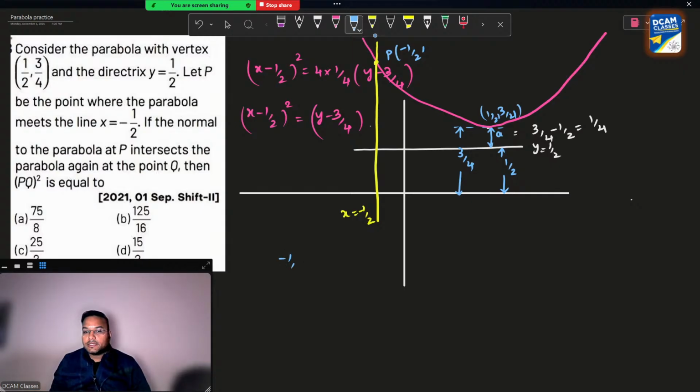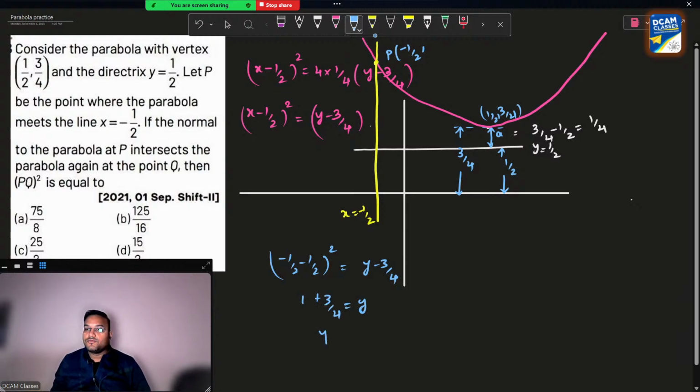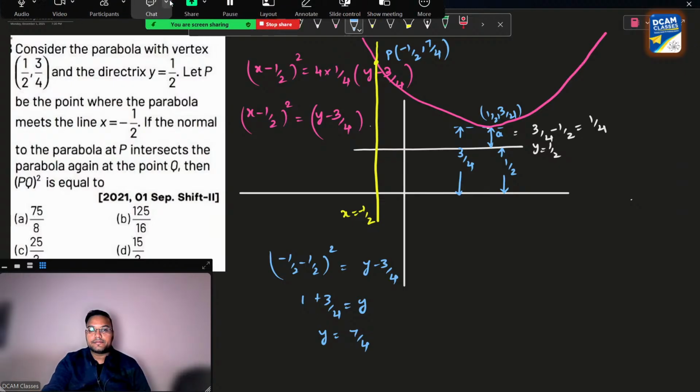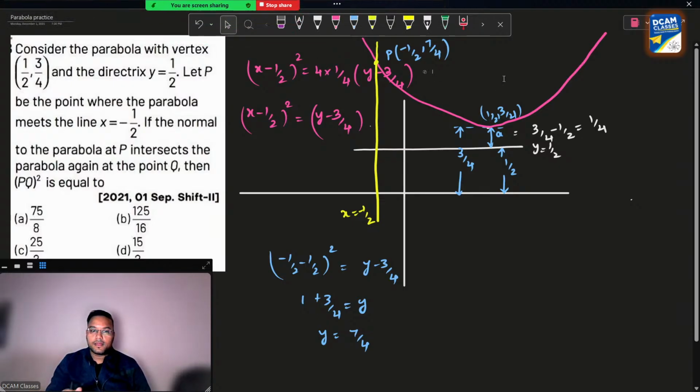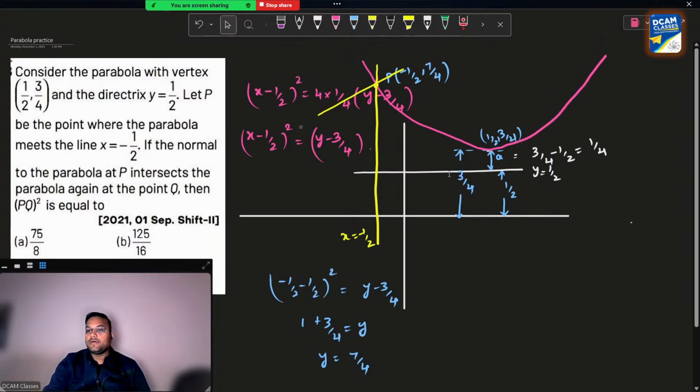So x minus half whole square is equal to y minus 3 by 4. So 1 plus 3 by 4 is equal to y. So y should be 7 by 4. So the point P should be minus half comma 7 by 4. Correct? Now they are saying the normal to the parabola at P intersects the parabola again at Q. Now what you have to do is find out the equation of normal at P. Can you find out the equation of normal at P?